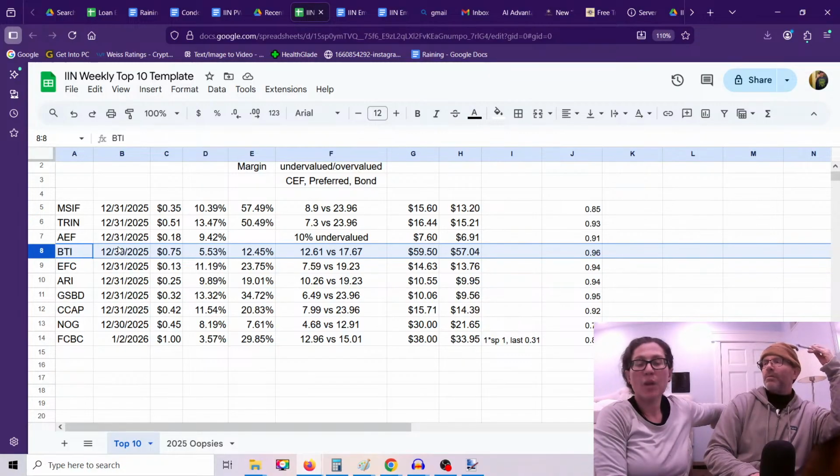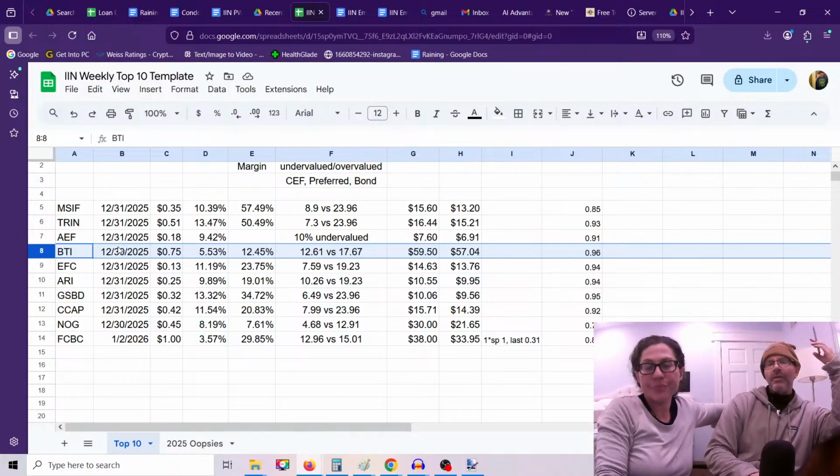No. Okay, I was just curious. I did a stock screener for that one. I said, "Holy shit, this one pays like 14%," and I was like, "Cool."